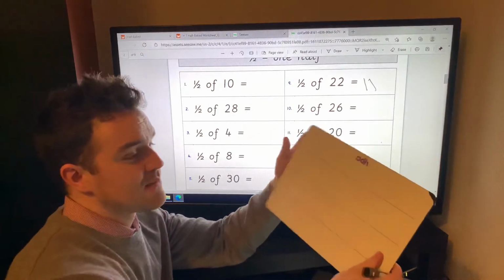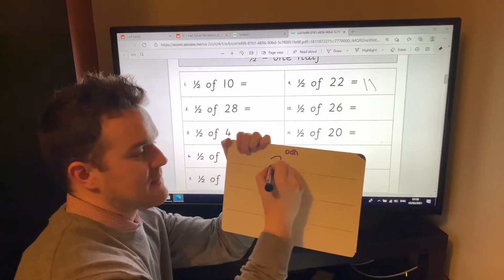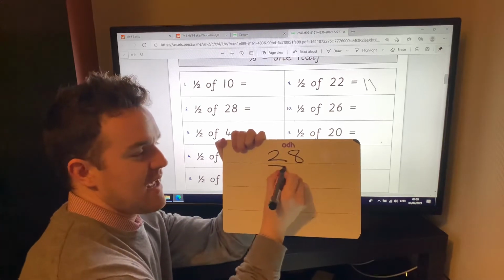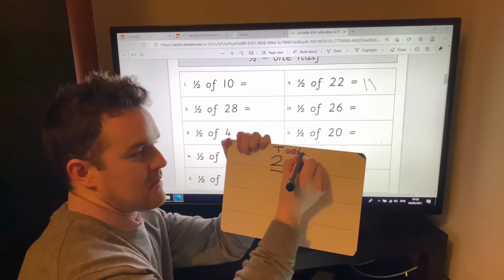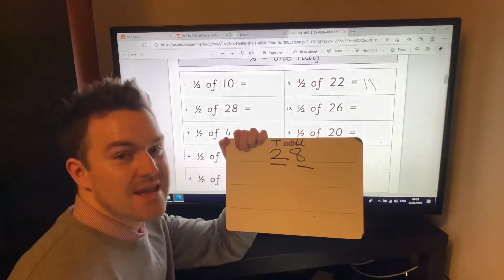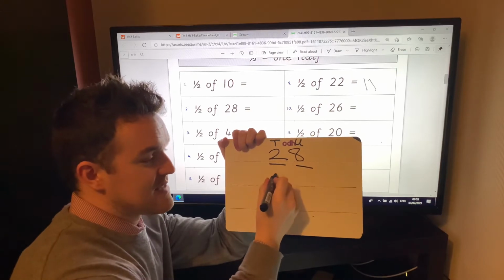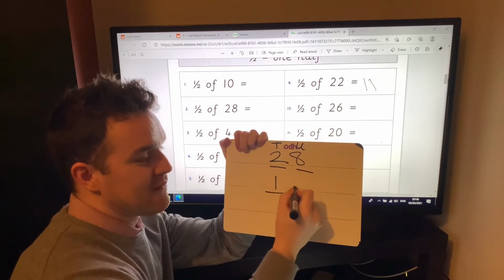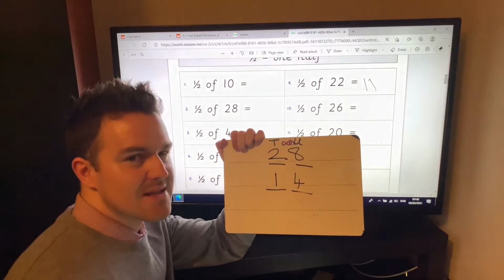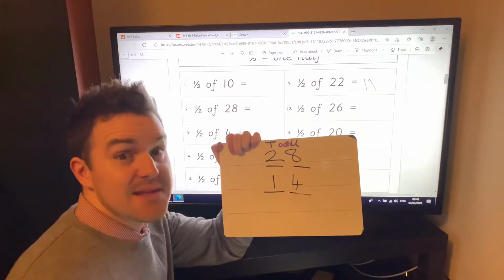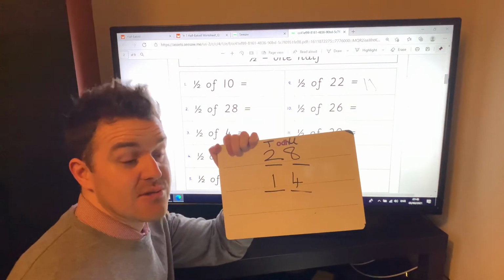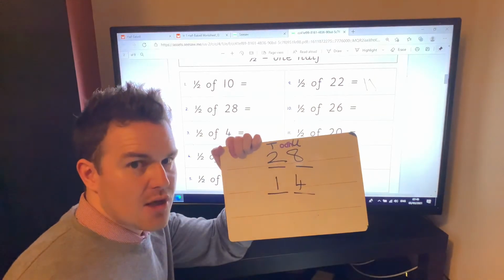And that's actually interesting because look, 28 is 2 tens and 8 units or 8 ones. And look, if I do half of 20, that is 1 ten. And if I do half of 8, that's 4. And it's interesting because it gives me the same answer. You'll start spotting these patterns the more you get used to it, which will save you a lot of time.